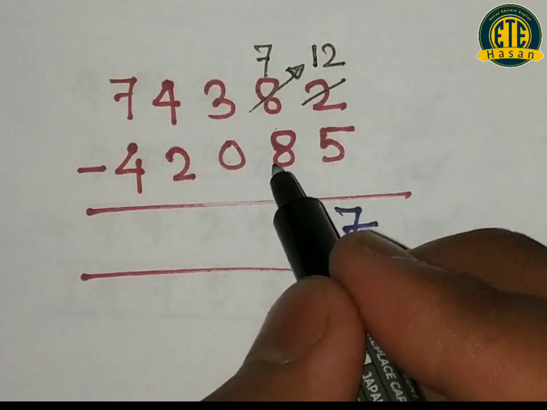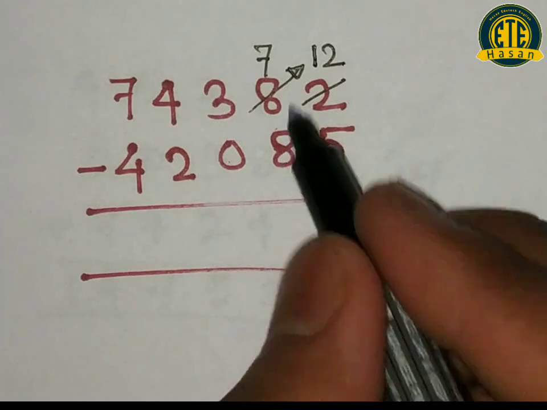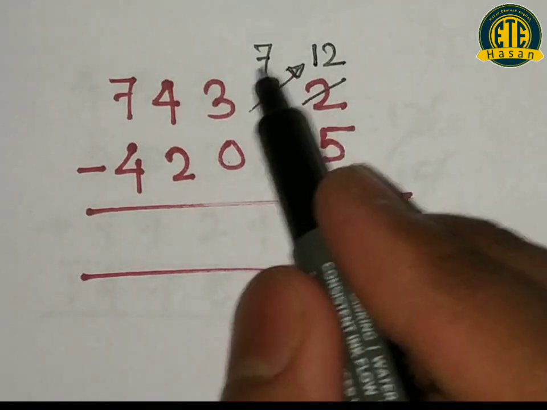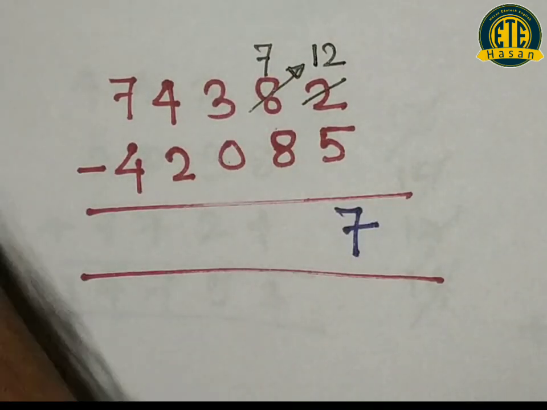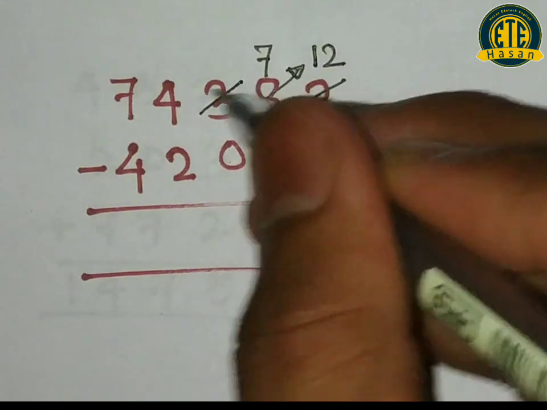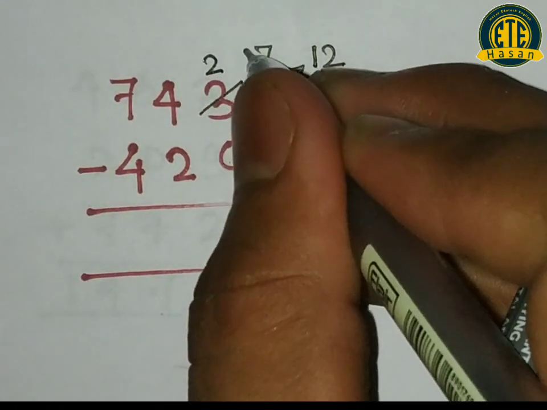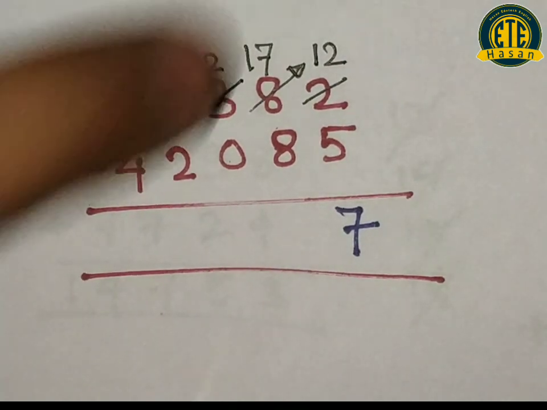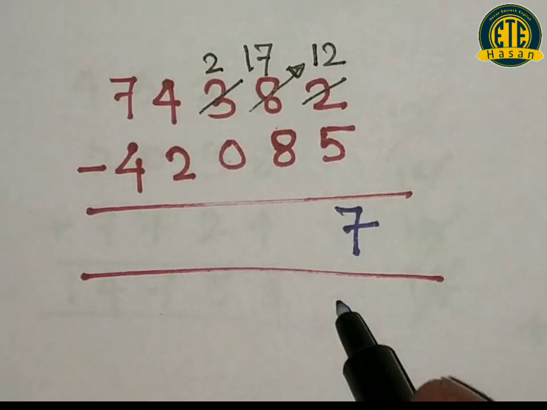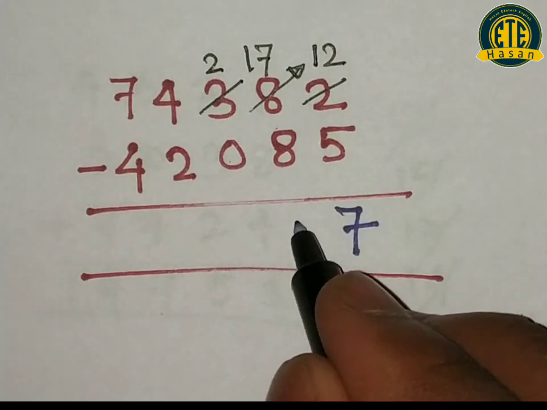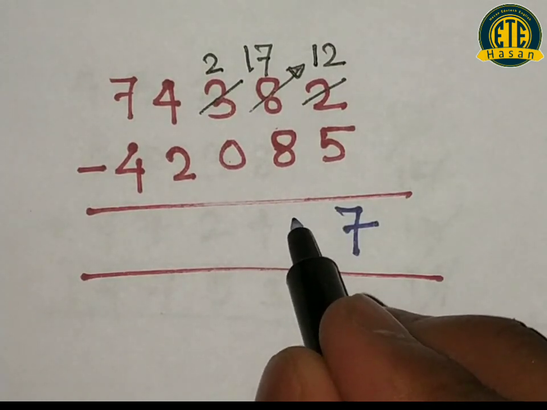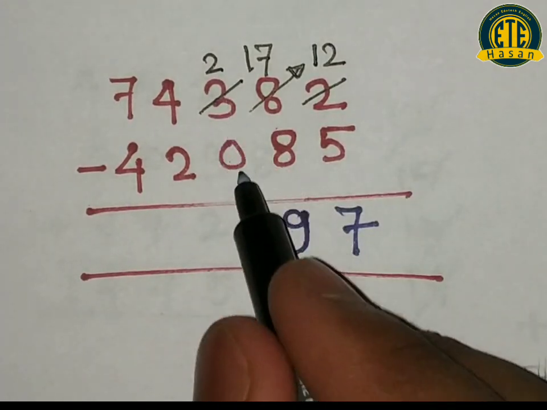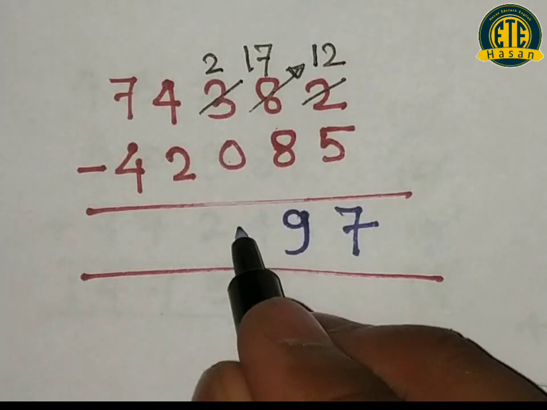Okay, 7 minus 8, no, 8 is bigger than 7. So 7 also wants to borrow from somewhere. 7 will take a borrow from 3. 3 will become a 2 and 7 will become 17. Just put 1 behind the 7, so 7 becomes 17. So let's subtract: 17 minus 8 will be 9, and 2 minus 0, yes, I can subtract, will be 2.